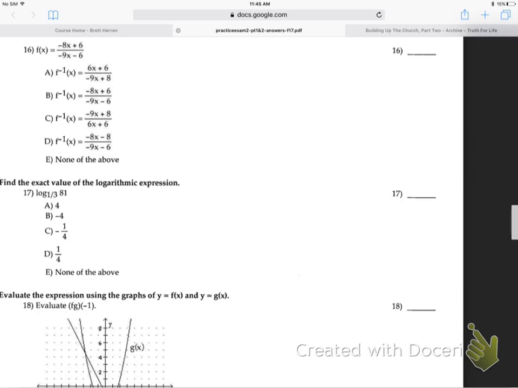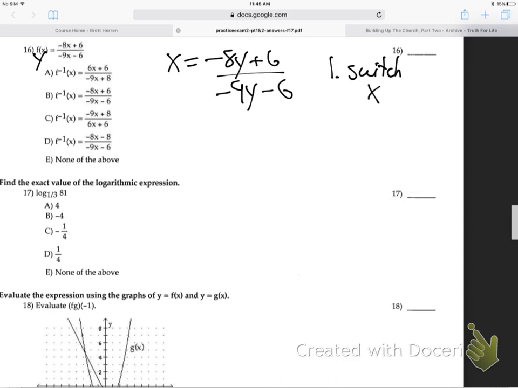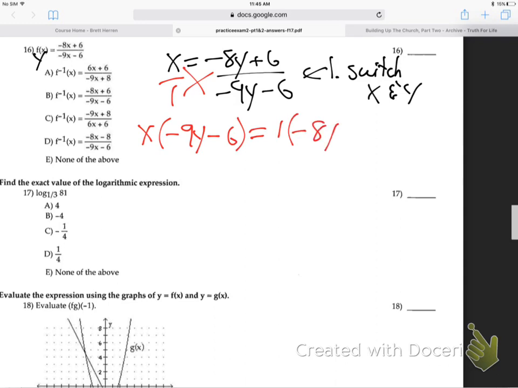All right, so number 16, another inverse. This is a harder one though. So switch x and y: x equals minus 8y plus 6 over minus 9y minus 6. Step 1, switch x and y, just did that. Step 2, now we need to solve. How do we solve? Put this over 1, diagonal, diagonal, cross multiply. Like that. And distribute.